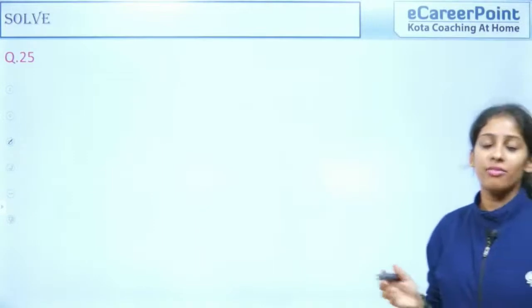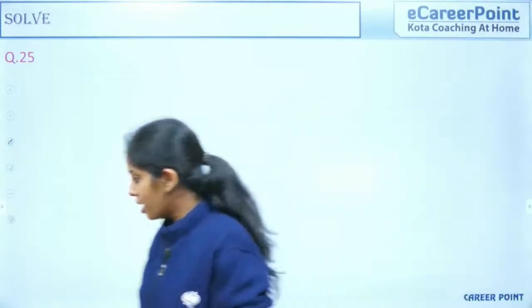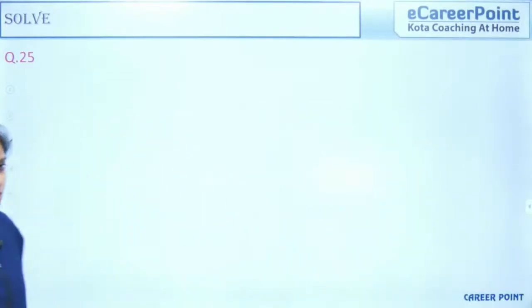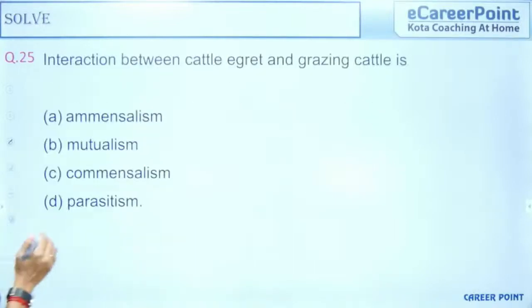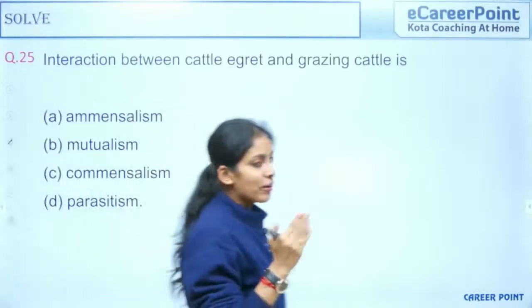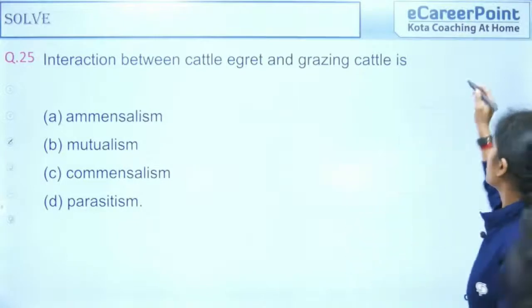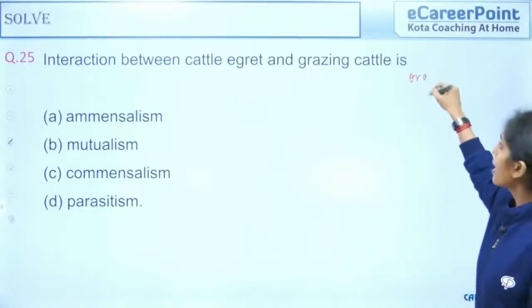So the last question for the evening. You can't believe we are done with 25 questions so quickly, right? Neither can I. So let's move forward to the last question. Interaction between a cattle egret and a grazing cattle. This question comes from the chapter Organisms and Populations.